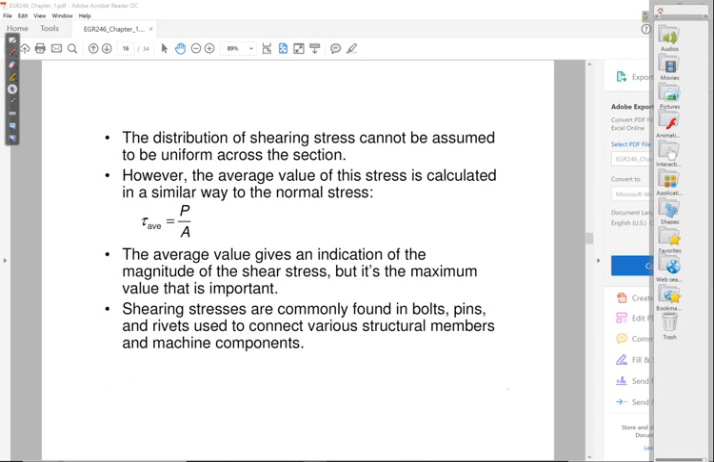So even though we talk about average shear stress in this first chapter, it's just to introduce the idea of a shear stress. We're going to get into much greater detail of shearing in later chapters. So anyway, let's move on.